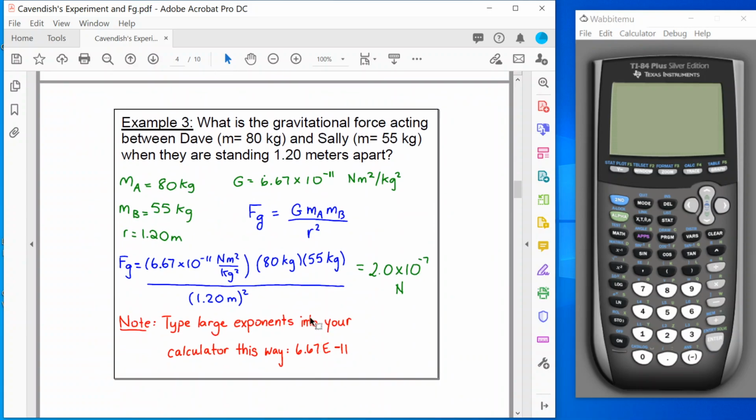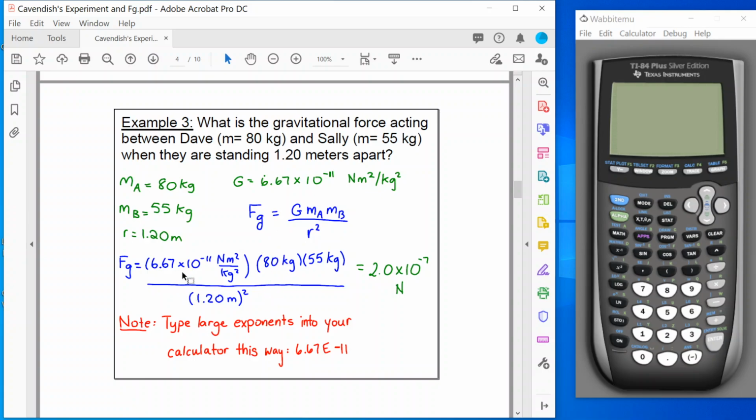Now we're going to try one that's not a proportion problem. It's going to give us actual values. So example 3, what is the gravitational force acting between Dave, who has a mass of 80 kilograms, and Sally with a mass of 55 kilograms when they are standing 1.20 meters apart? So in green, I've just written down all of my variables there. Now it doesn't matter which one you call MA and MB, just assign values to them. So here I've done it this way where MA is 80 and MB is 55. And then I've got my formula here.